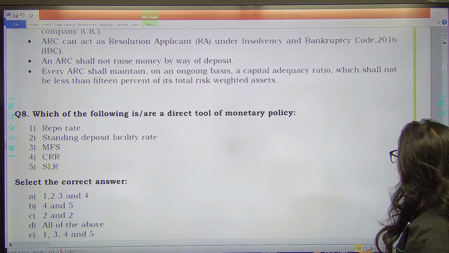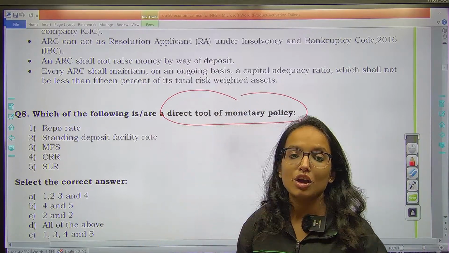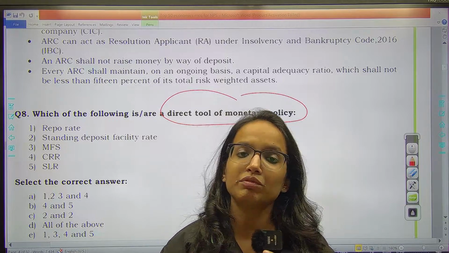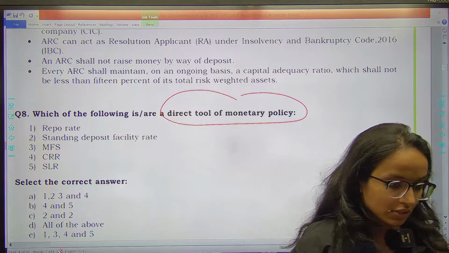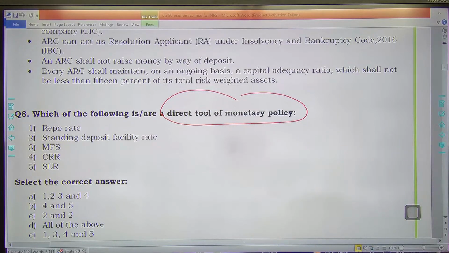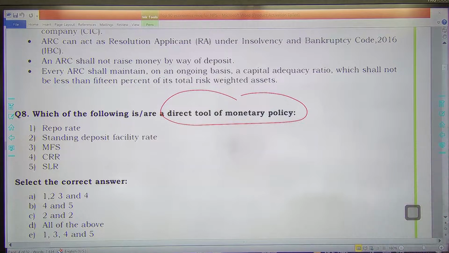Which of the following is our direct tool of monetary policy? Of the quantitative tools of monetary policy that we have discussed, which of the following are called direct tools of monetary policy? Direct tools of monetary policy. Quickly tell me. I want the correct answer at least for this question. This is very basic. Which of the following is or are direct tool of monetary policy?